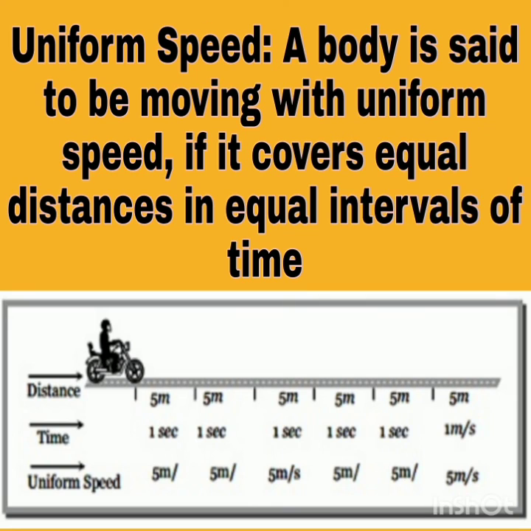Uniform speed. A body is said to be moving with uniform speed if it covers equal distances in equal intervals of time. For example, if a bike covers 5 meters in every 1 second, it is said to be moving in a uniform speed.